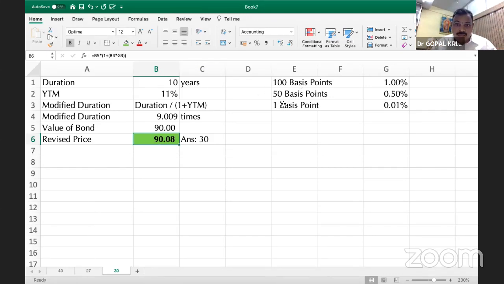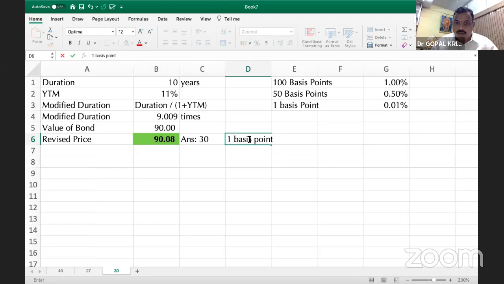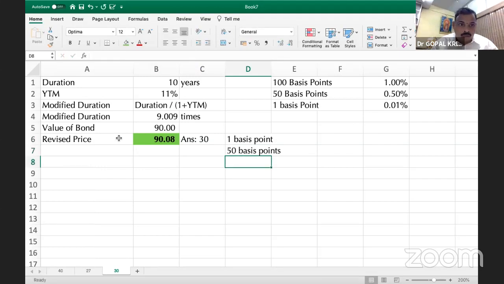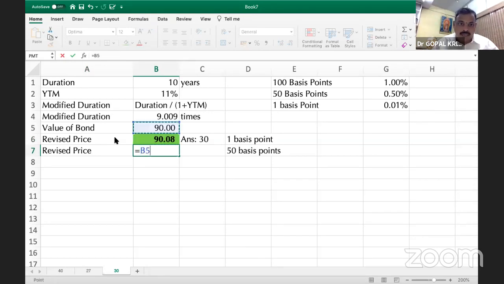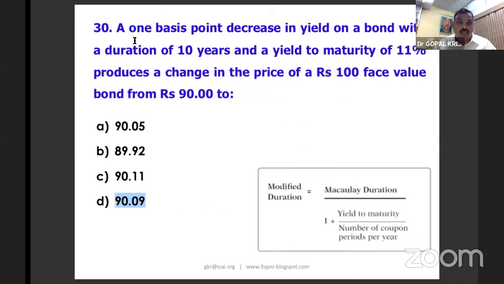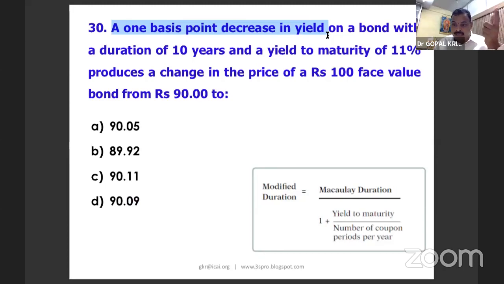Now, this is for 1 basis point. If it is 50 basis points, how will the revised price be? Same. 90 into 1 plus 9.09 into 0.5. So it is 94.5. This is actually a decrease in yield. Therefore, it is an increase in price. If there is an increase in yield, there will be a decrease in price.